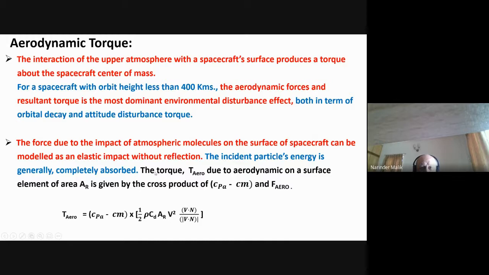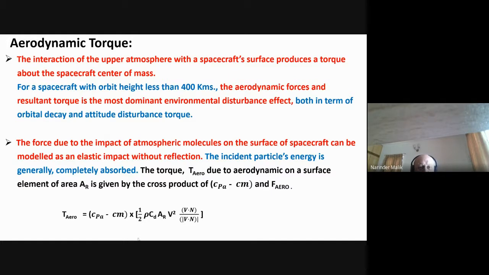The torque due to aerodynamics on the surface of element area AR is given by the cross product of the center of pressure minus center of mass and the aerodynamic force. So the torque will come if the center of pressure is different from the center of mass. If the two coincide, it will affect only the orbit. If the two are not coincident, then it will result in a rotational torque.